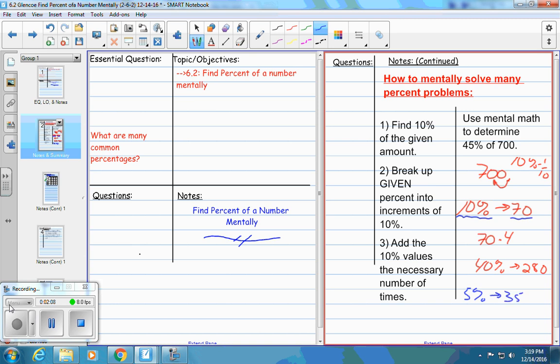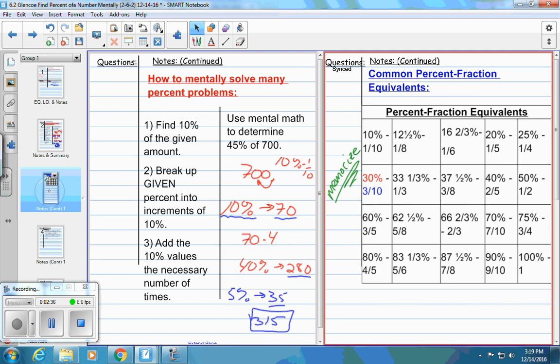So all we need to do to get the 45% is to add our 35 here to the 280 we already had, and that's going to get us 315. So 45% of 700 is 315. Again, if this process seems complex, don't worry. When you practice this skill, it actually gets a lot faster and easier. And if it does not get faster and easier, we can always just do the math on paper, so don't worry. Our next slide here is going to be a large table of common percent fraction equivalents.